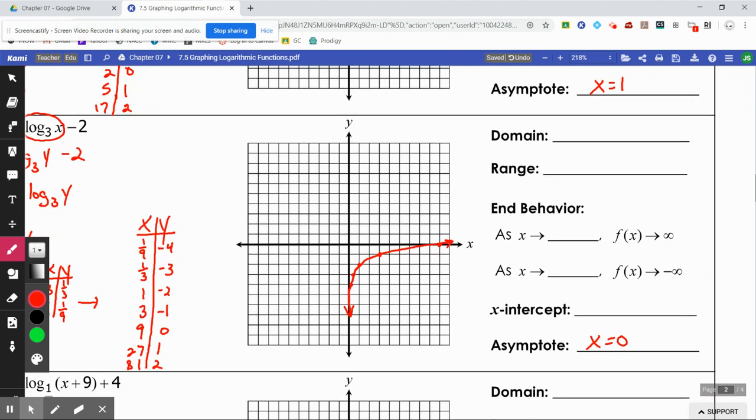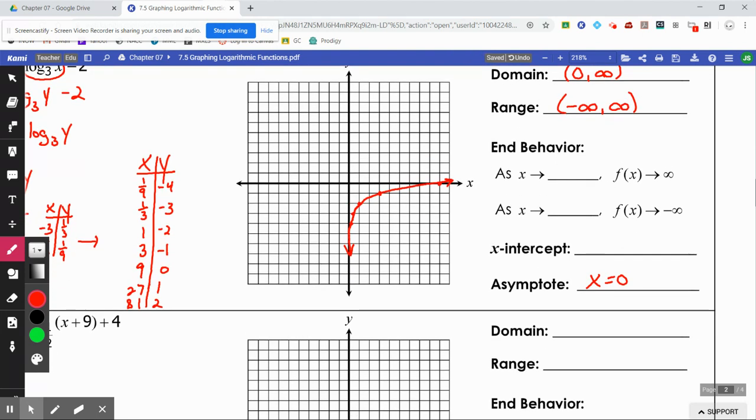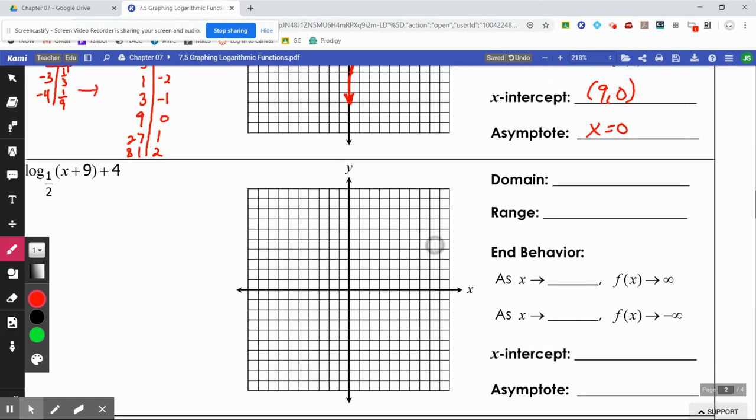So therefore, your domain would be starting at 0, the asymptote line, and going to infinity. Your range goes down and up forever. Your function goes to positive infinity as you go to the right, and your function shoots down to negative infinity as you approach 0. You have a y-intercept right here at 9, 0.